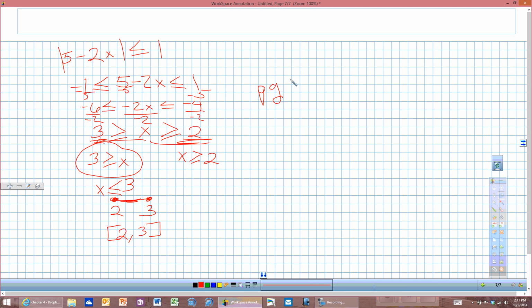So this homework is on page 283, and you can do numbers 3 through 73 by 3s.